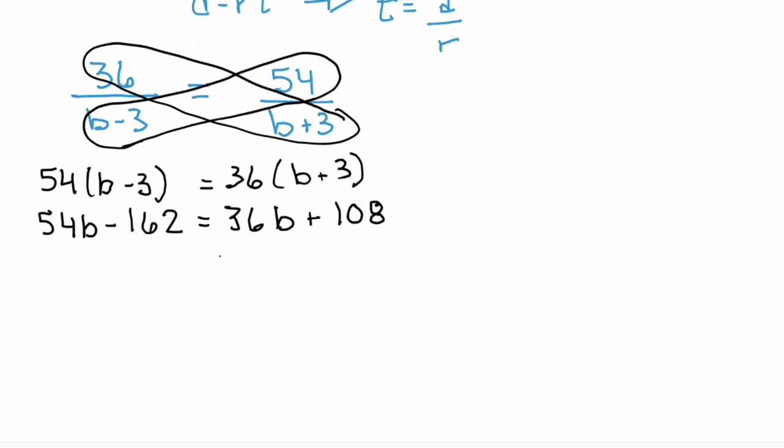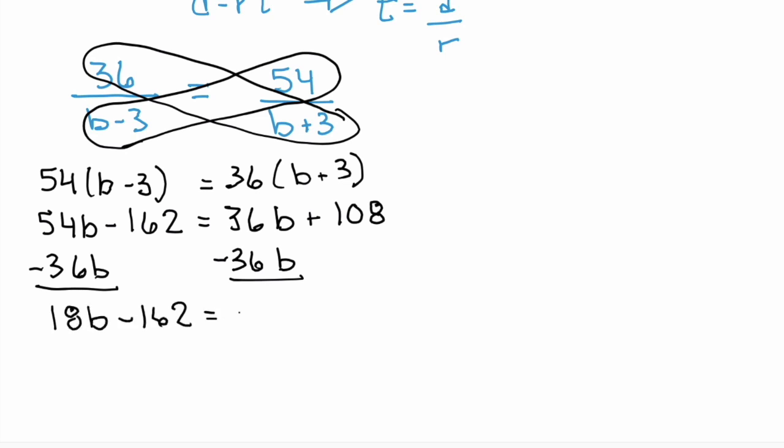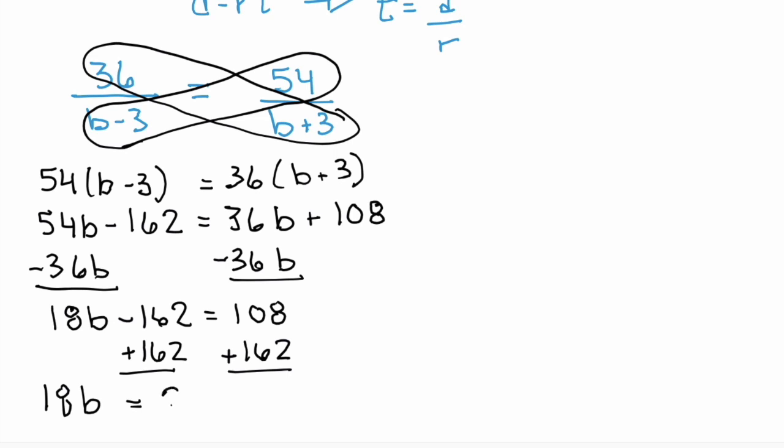Let's subtract the 36B from both sides so that we have our B's together. That'll give us 18B minus 162 equals 108. Now we want to add the 162 to both sides. And we get 18B equals 270.